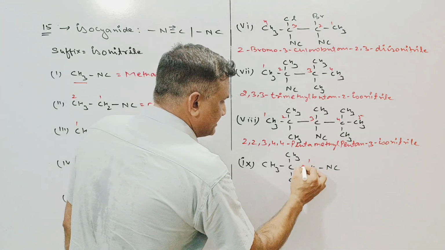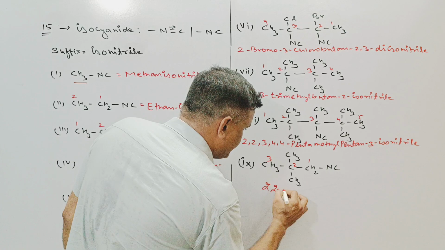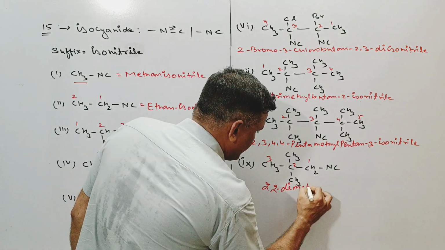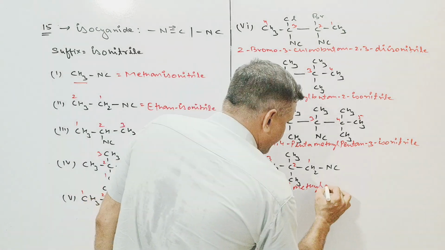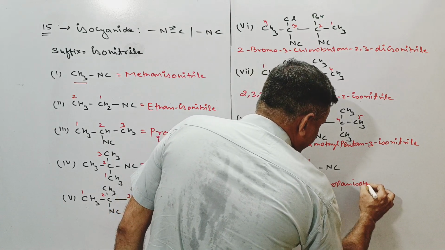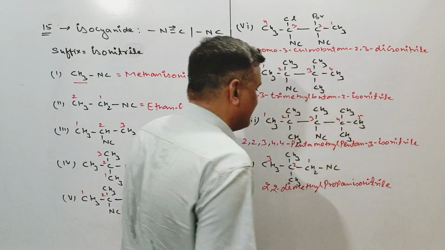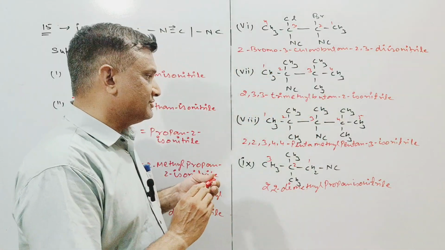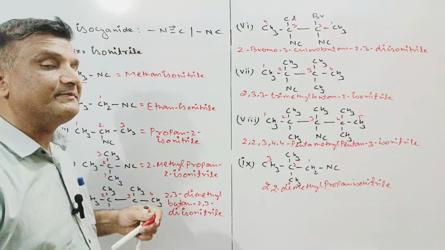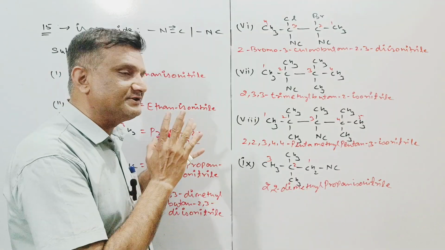For this the chain is 1, 2, 3. So at the number 2 position there is 2,2-dimethyl, propane isonitrile, because isonitrile is present at the number 1 position. So this was about the next functional group, the 15th functional group, in the IUPAC nomenclature system of open chain hydrocarbons.